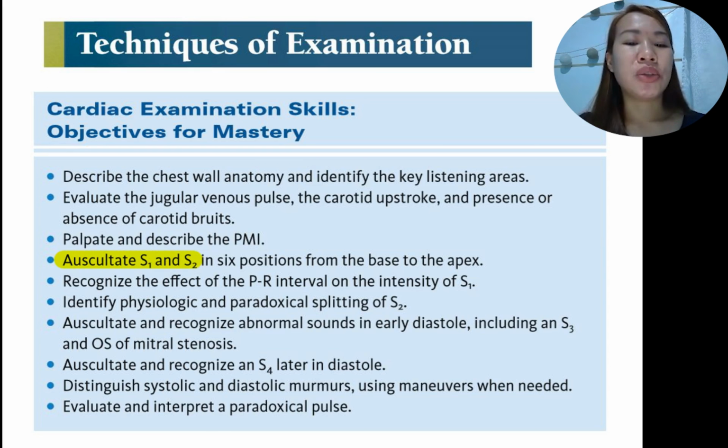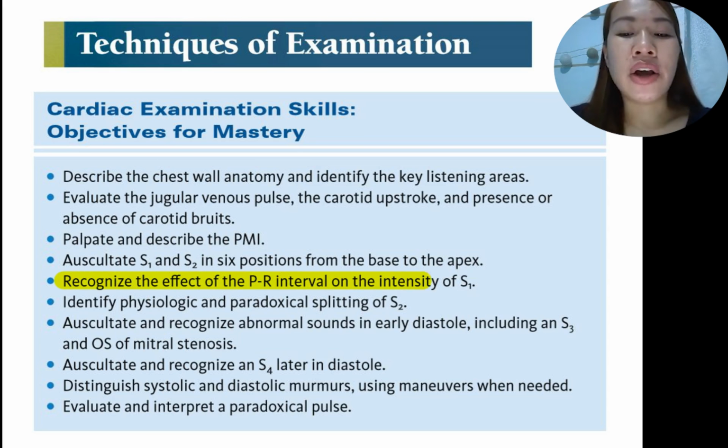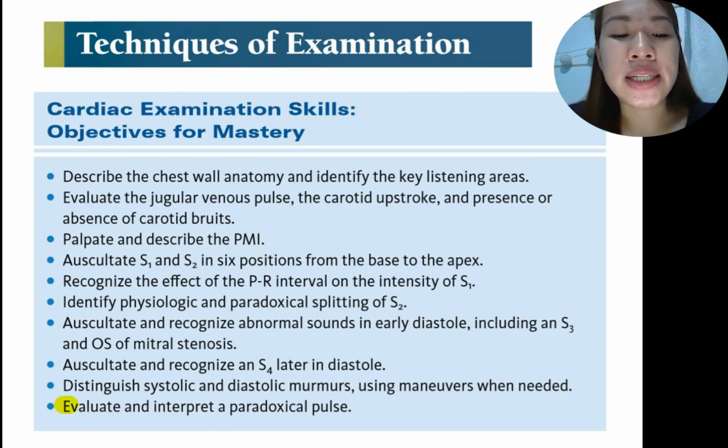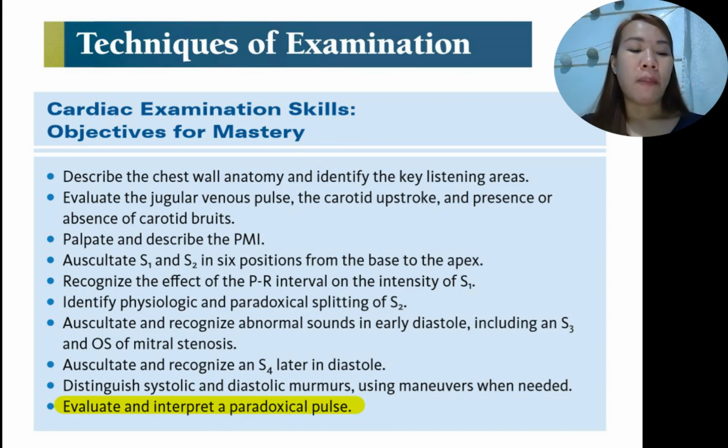Auscultate S1 and S2 in 6 positions from the base to the apex. So we'll try to understand this, and then recognize the effect of the PR interval on the intensity of S1 and the physiologic and paradoxical splitting of S2. So those are the heart sounds. Then we have to distinguish systolic and diastolic murmurs using the maneuvers needed and evaluate and interpret a paradoxical pulse. Okay, so we'll be discussing all about this in the next few slides.